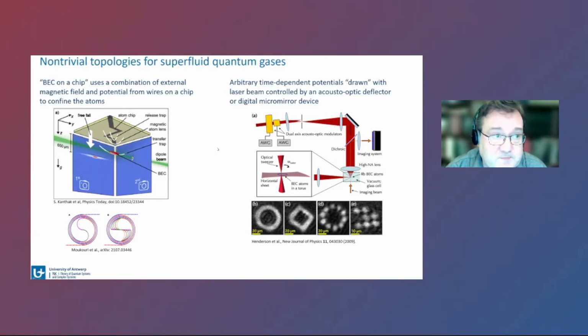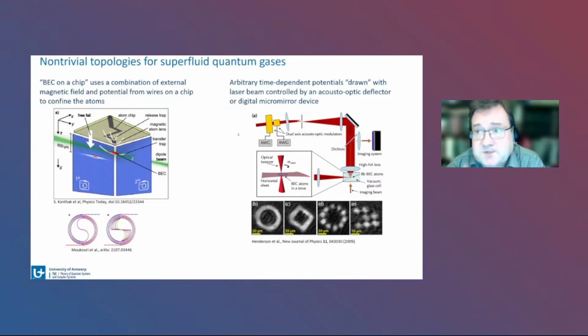And one is the BEC on a chip. There, in addition to the externally applied magnetic and optical trapping fields, there's also the field that comes from the circuit that's drawn on the chip, from the leads on the chip, which influence the trapping potential. And then, by drawing a circuit on your chip, you can also make a circuit for these condensates and gases. So here's an example by Mukuri et al., where you have two condensates being wound around each other, and this is being used as a very sensitive detector of rotation.